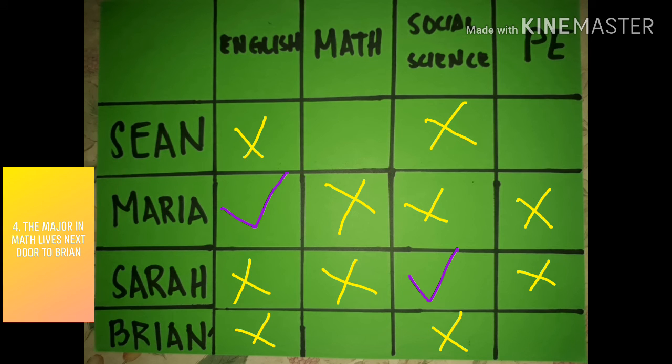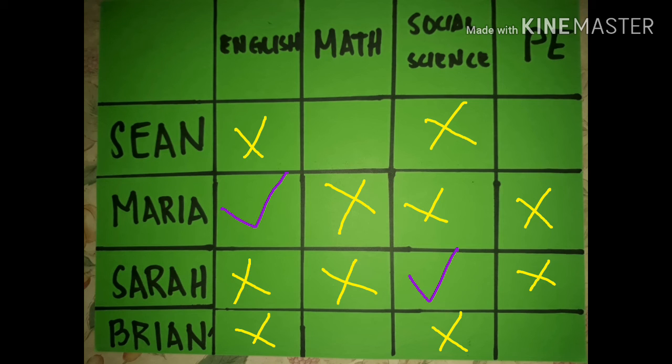And from our last clue, the major in Math lives next door to Brian. So since the major in Math lives next door to Brian, therefore, Brian is not the major in Math. Therefore, we can conclude that the major in PE is Brian and the major in Math is Sean.